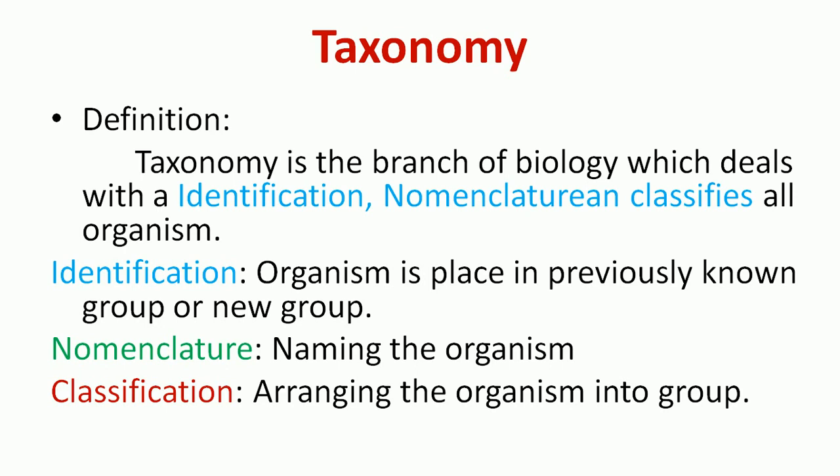For example, in a library we have 10,000 or many books, but each book is put in a specific cupboard. Right? Economics, botany, zoology, chemistry. Each book is put in a specific cupboard. Same like that, animals are arranged in specific groups.